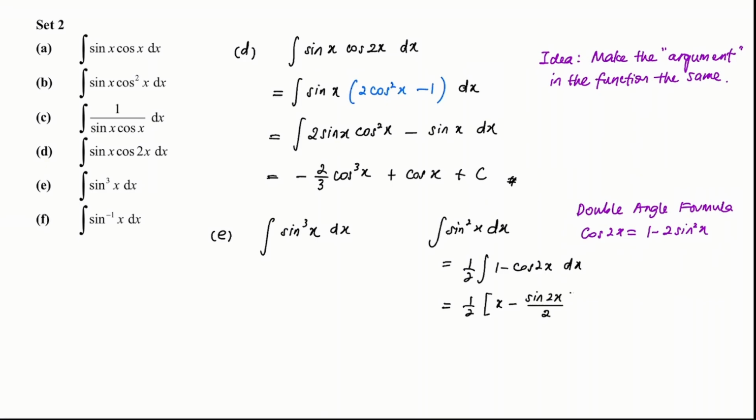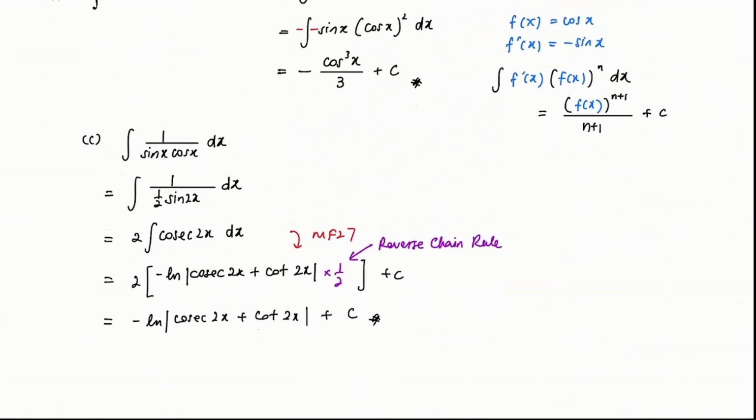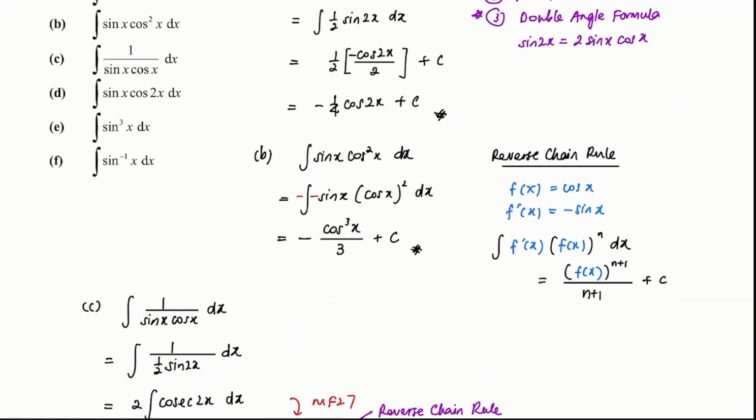Okay, sine 2x over 2 plus c. Then we can multiply the half in. Now, likewise, for our sine cubed x, we can't integrate this directly. This is not a linear function with a power. The power function only works for the algebraic version. Otherwise, we need a reverse chain rule, like how we see in part B.